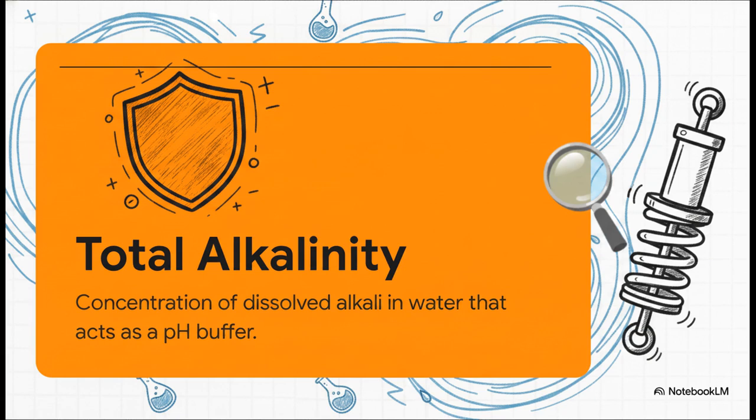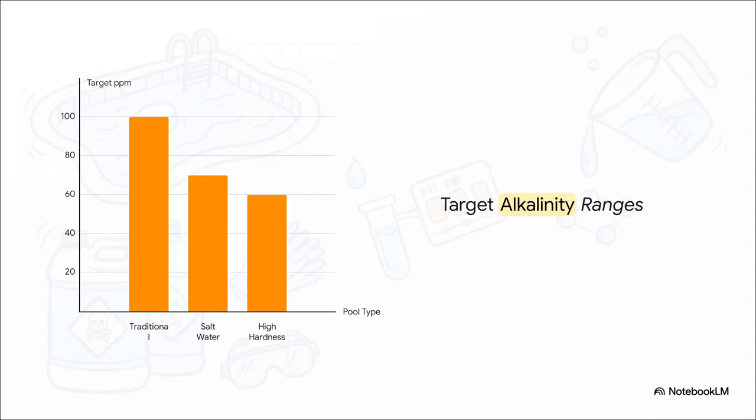I really want you to think of total alkalinity as a protective shield or a shock absorber for your pH. If you get this specific parameter dialed into range, managing your pH becomes incredibly easy. A pool with proper alkalinity will actually hold its pH steady for weeks. So, what are those ideal ranges?